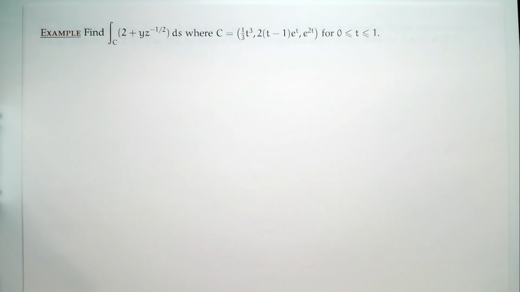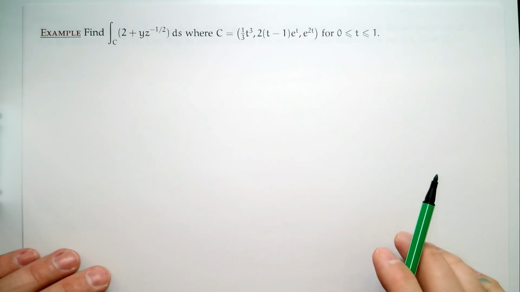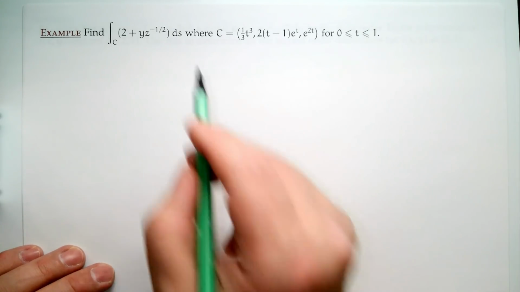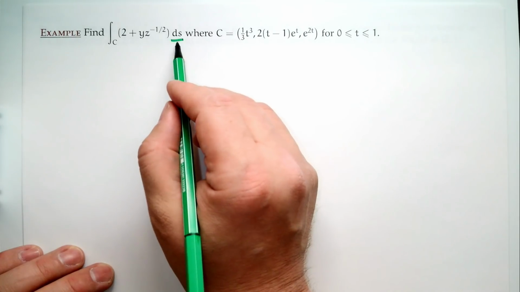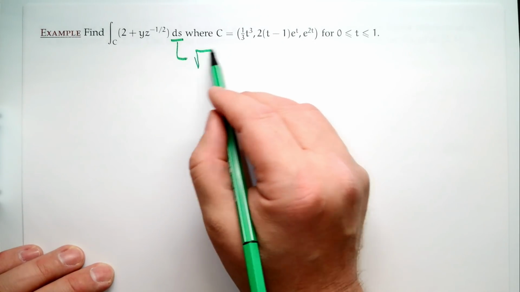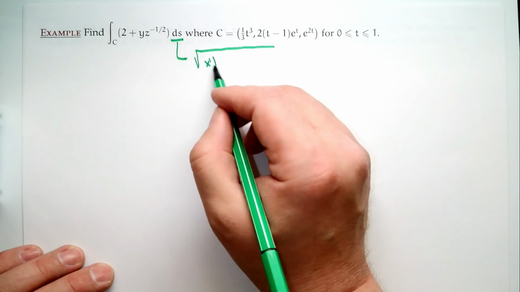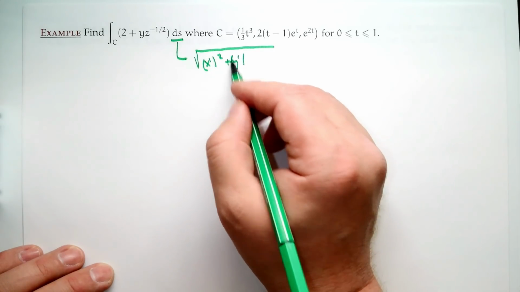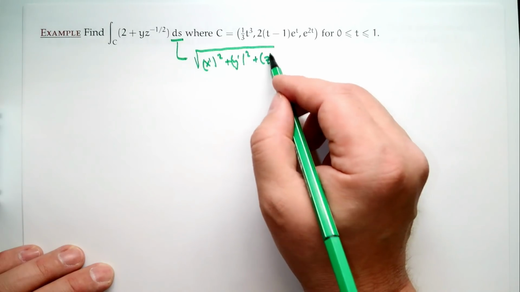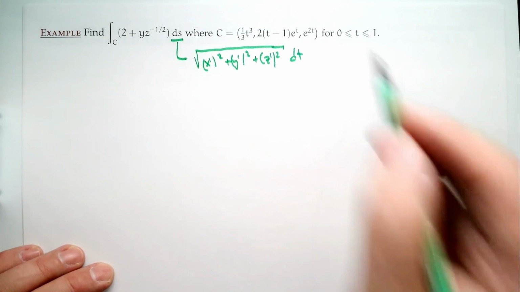All right. Find the integral along the curve. Ooh, more line integrals. The integral of (2 plus yz) to the negative 1/2 ds, where c is (1/3 t cubed, (2t minus 1) e to the t, e to the 2t). Now here, this is really a line integral. We really have to do it. So what is ds? ds is the square root of x prime squared plus y prime squared plus z prime squared dt.